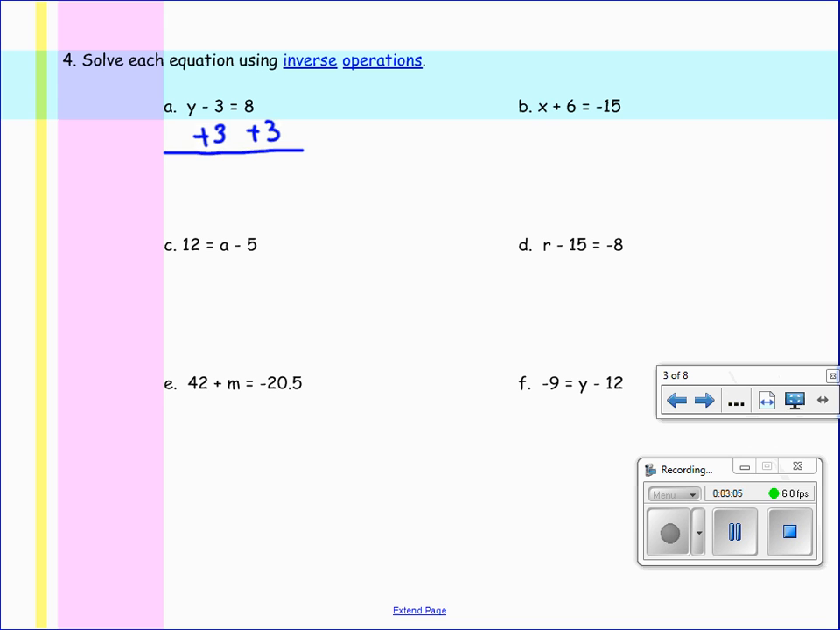If it helps, draw a line. Negative 3 plus 3 is 0. So all I have on the left-hand side is going to be y. You don't need to put y plus 0. Bring down my equal sign. 8 plus 3 is 11.